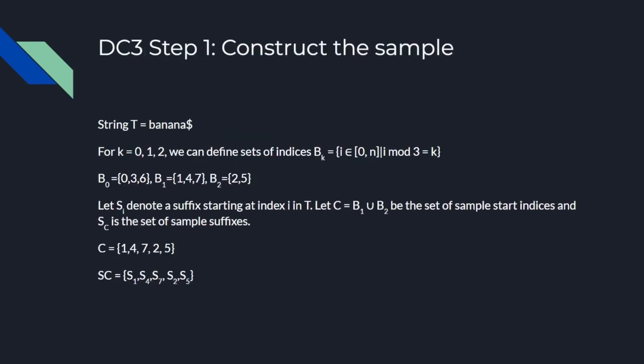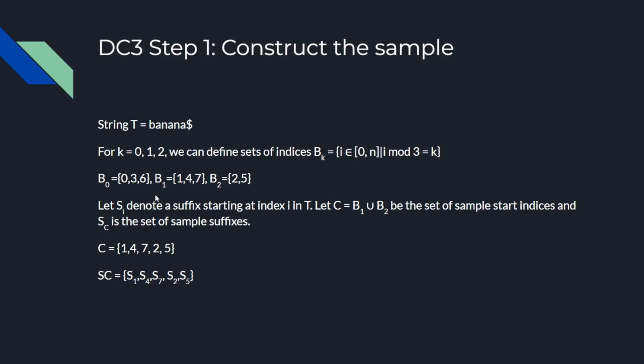First step of the DC3 algorithm is to construct the sample. For this example, we're going to use a string t, which is equal to the word banana with a dollar sign at the end. First step to setting up our sample is that we have to split the string into 3 separate containers. And to do this, we're going to use just simple mod 3 of the index of each part of the string. We have, like I said, 3 different containers.